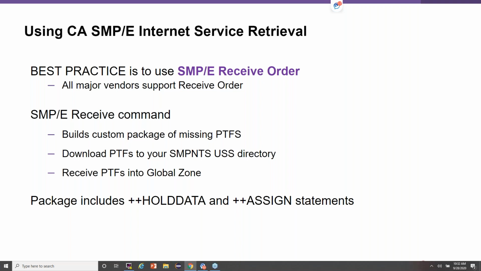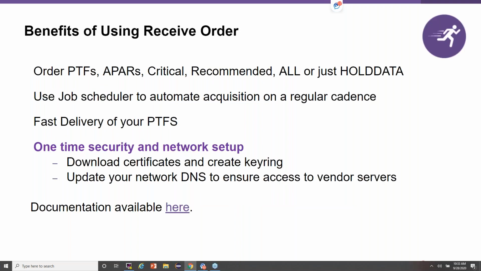Some of the benefits of using receive order are that you can build custom orders where you select specific PTFs, specific APARs, maybe you just want our critical PTFs or recommended service. But if you're not sure what you want, just using the all type of order will give you everything that you're missing. So that's always the safe one to go with.